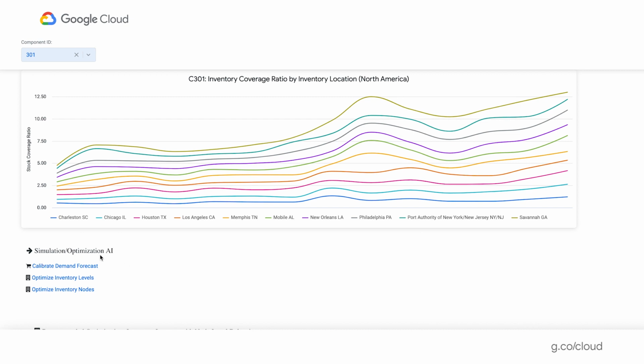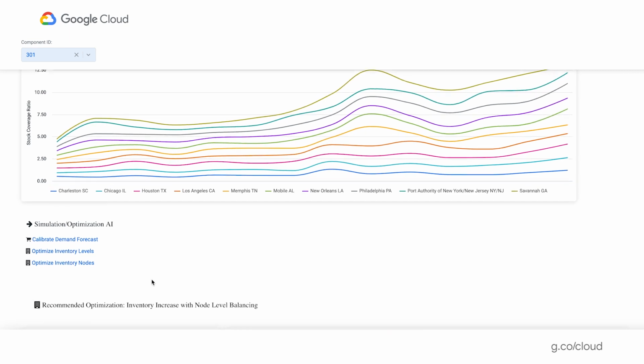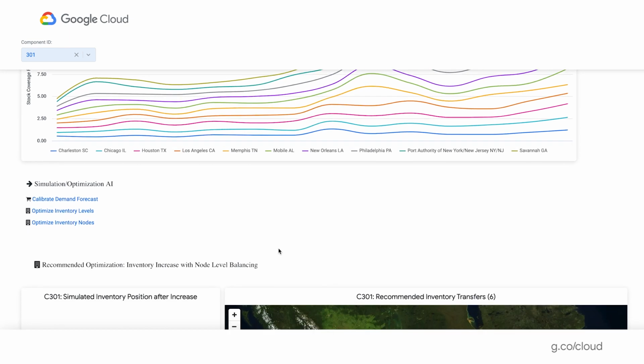Here's where Pulse's capacity to pass a snapshot of the supply chain twin to the optimization AI comes into play. Alice will pass over the relevant data to the inventory positioning solver. The AI engine will recommend the appropriate increase in safety stock, as well as several inter-warehouse transfers. These results are visualized in Looker so Alice can validate the results along with her team.